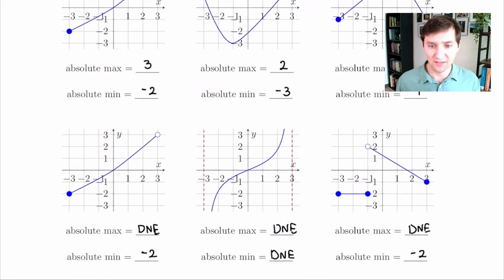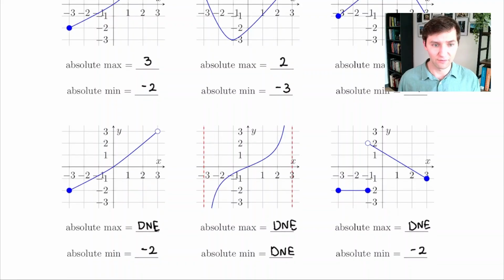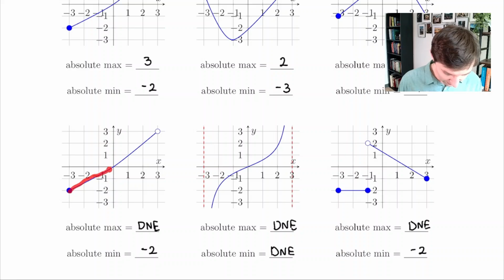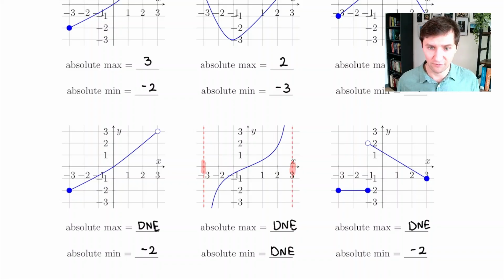That feature was not present in the bottom 3 functions. The first function is not defined at 3. The second function is not defined at -3 and is not defined at 3. The final function, even though it's defined between -3 and 3, is not continuous on that interval.